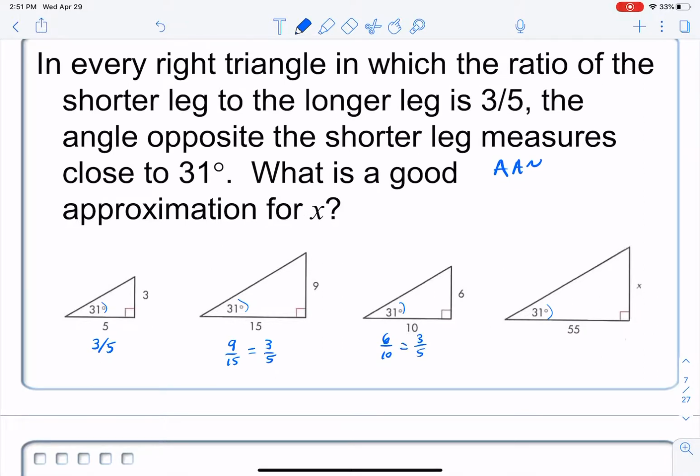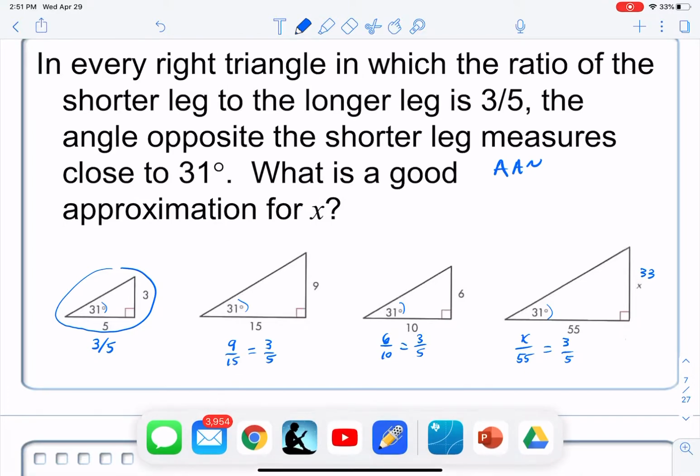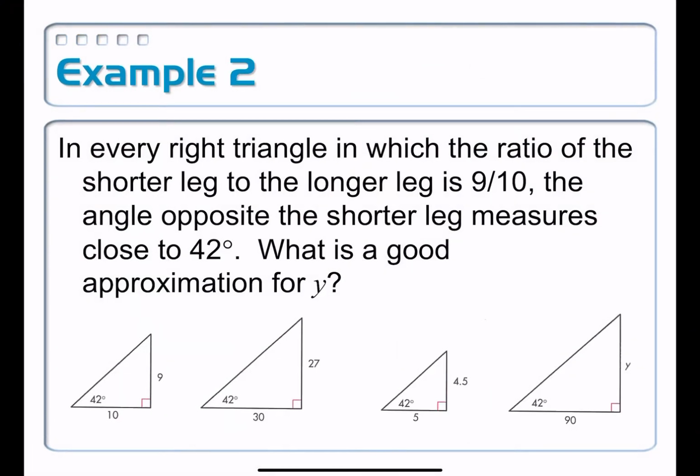So the same thing should be happening over here. I have something over 55 that's supposed to be equal to 3/5. It looks like all I have to do is multiply by 11. So x has got to be 33. This is basically how trig is going to work. It's just that I'm going to know this because it's put into the calculator for me. Right? Let's look at another one of these examples.